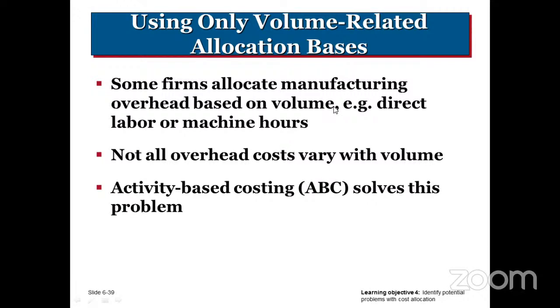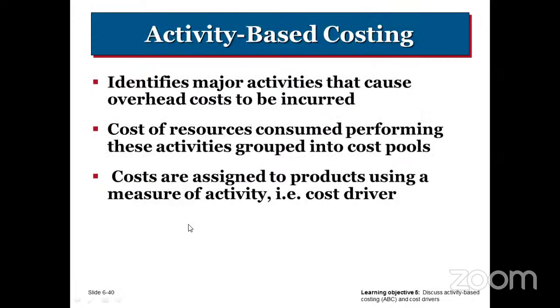There are a lot of activities not directly related to labor or machine hours. There are many other activities that cause the cost to be incurred. Sometimes it can be due to the number of services required or the number of setups required, so labor or machine hours are no longer very relevant in this case. So not all overhead costs vary with volume. So they came up with something called activity-based costing to solve this problem. So we will go through this activity-based costing.